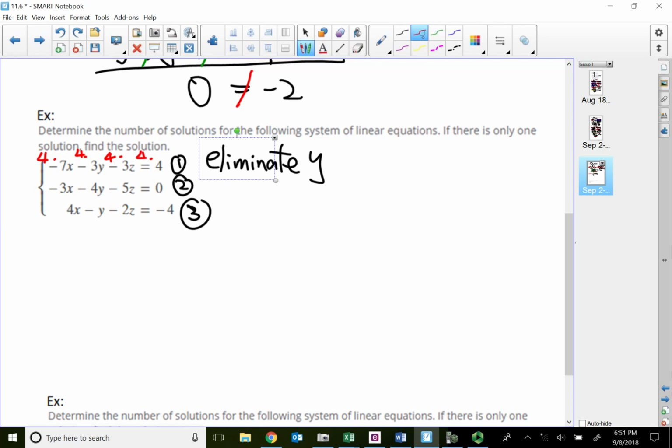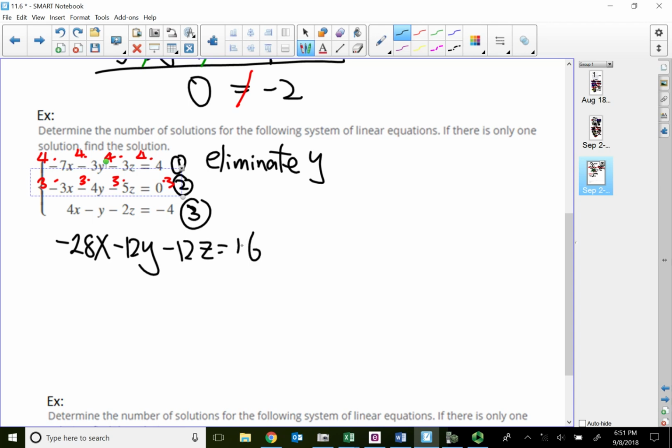Second equation, every term times by 3. So I can just make my mark like this and begin to work. 4 times negative 7 is negative 28x. 4 times negative 3y is negative 12y. 4 times negative 3z is negative 12z equals 4 times 4 is 16.